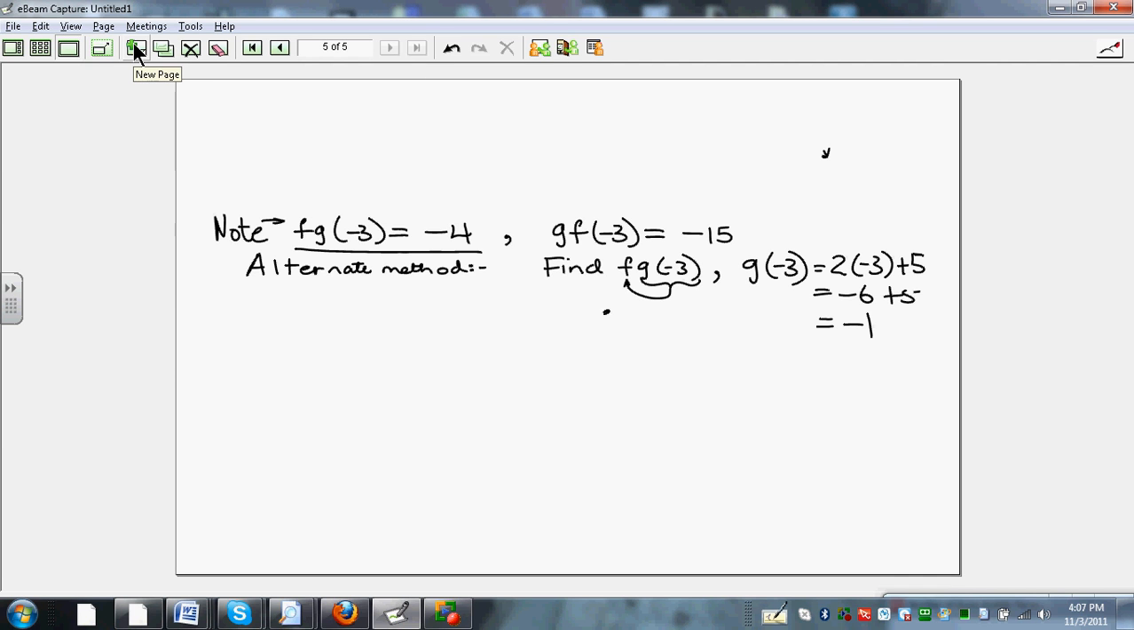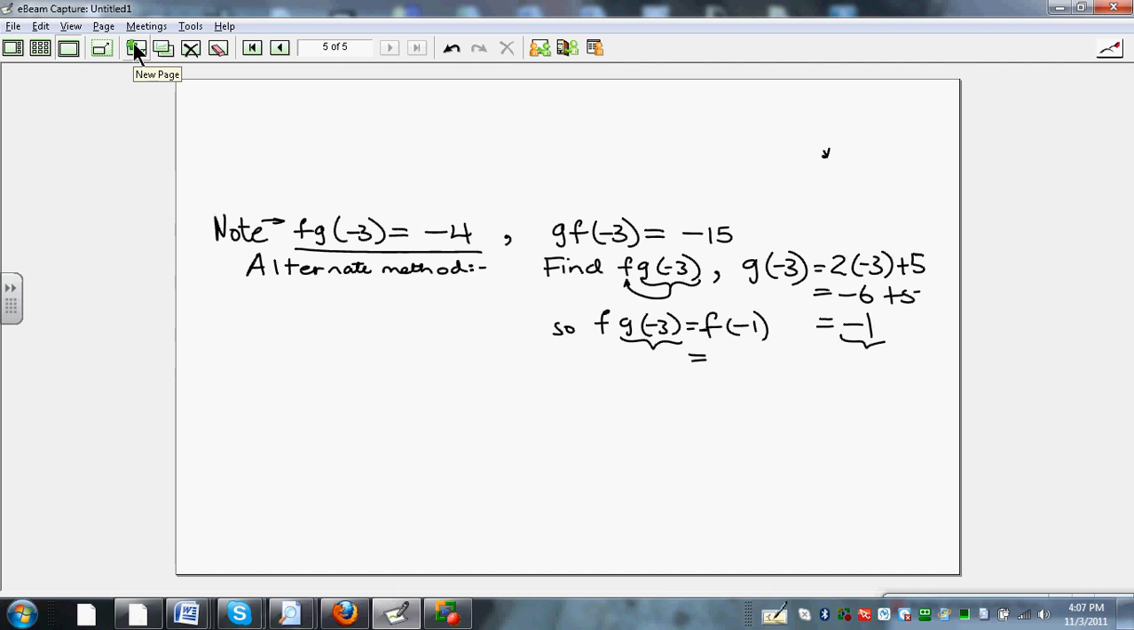So fg of minus 3 could now be written as f of, what did we get for g of minus 3? We got minus 1. So instead of writing g of minus 3 here, I'll put minus 1 in its place. So I'll have to find f of minus 1. And if I find f of minus 1, I'll be able to say that that will be fg of minus 3. So let me find what f of minus 1 is.